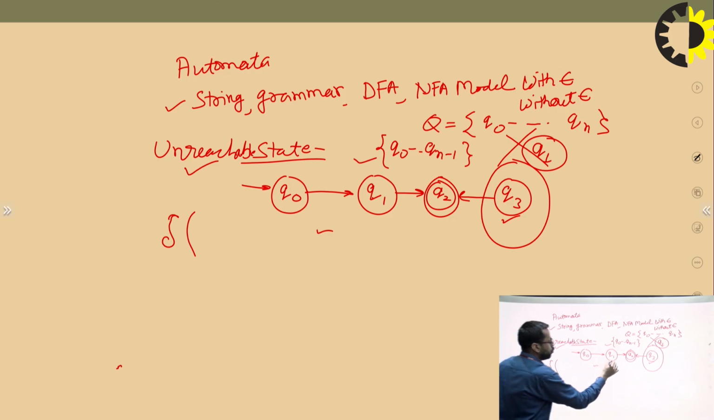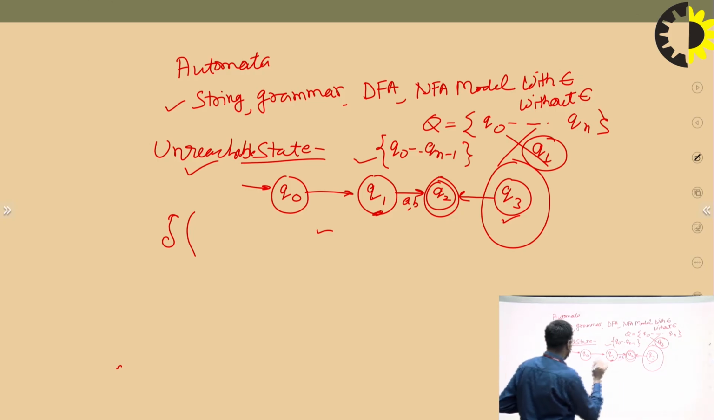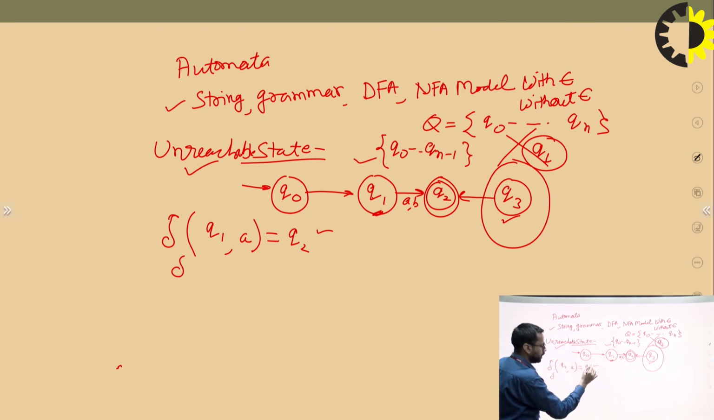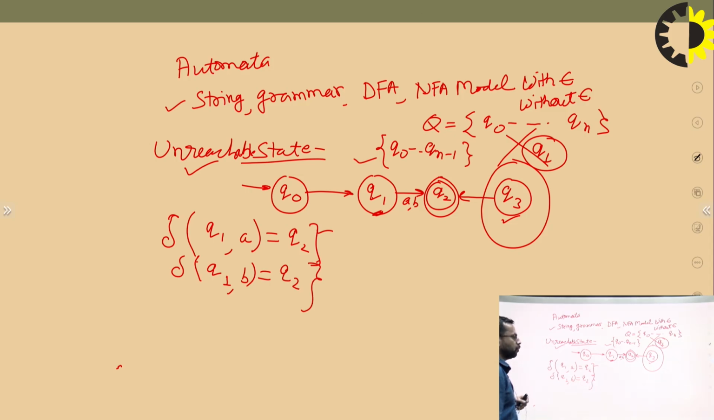Let's suppose Q1 is a state and we want to find the next state. It will be represented as delta(Q1, a), where a is the input symbol. After applying this process, the state will be Q2, and for Q1 after applying the input symbol b, the next state will also be Q2. In both cases, the state will be Q2 according to this structure. So this is the transition function.